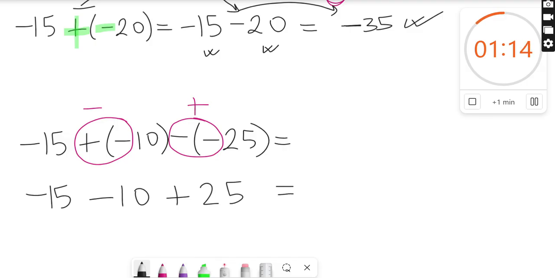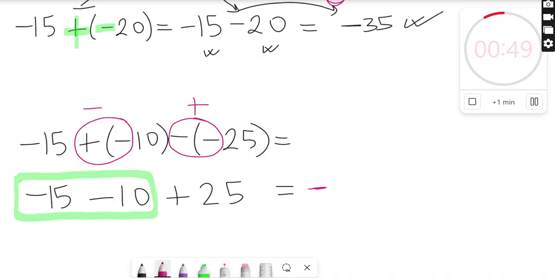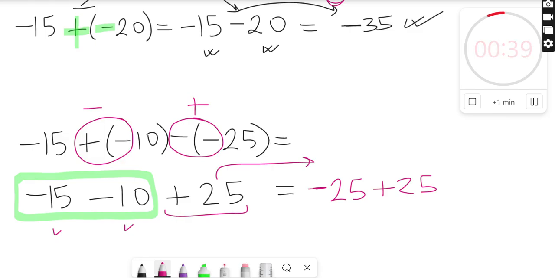Okay, we do the first two numbers first. Minus 15 and minus 10. Why do we do them first? Because plus and minus have same priority. So whatever comes first has to be done first. Minus 15 and minus 10 have the first priority. We write the sign of the bigger number. Because they have same signs, we add them. Remember, we borrow 15, we borrow 10 more. So minus 25. And then we copy plus 25 from here, right?